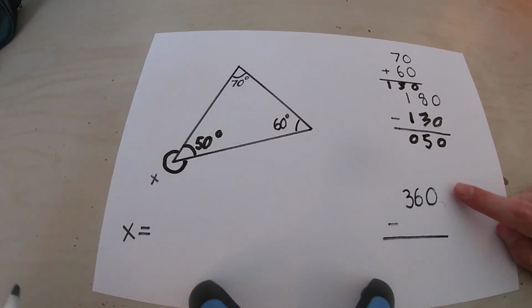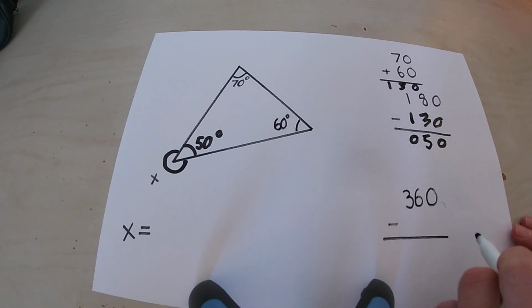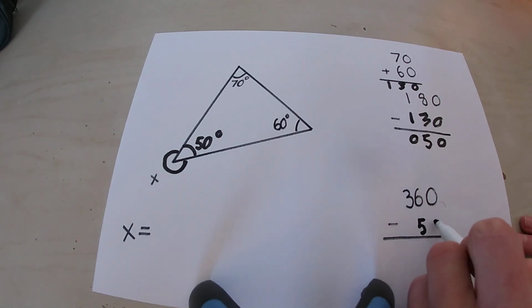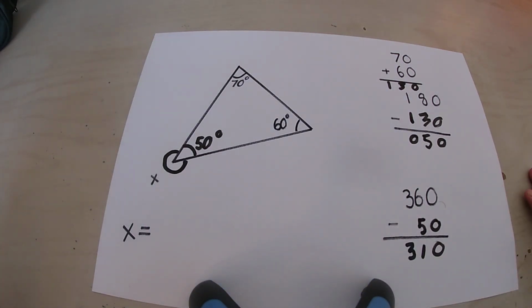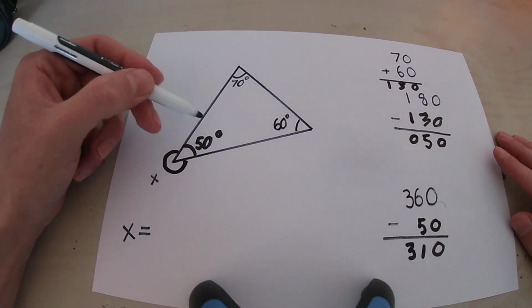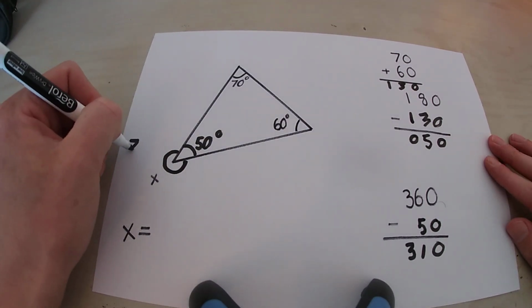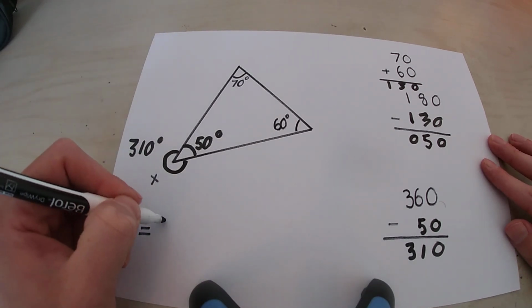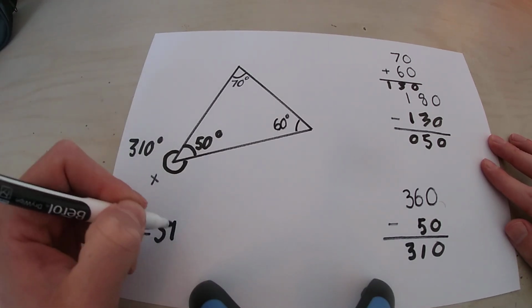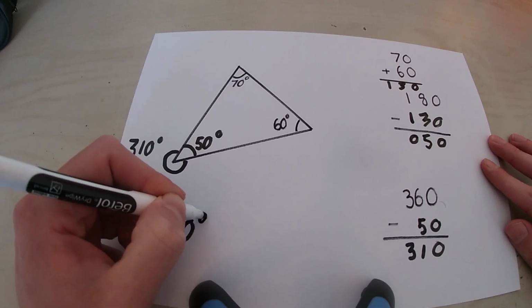So in order to find our x, we need to subtract 50, we need to subtract this bit from our 360. So 360 subtract 50 equals 310. If that's 50, this is 310 degrees, and our x, our unknown, is 310 degrees.